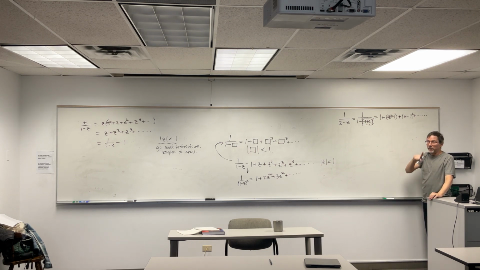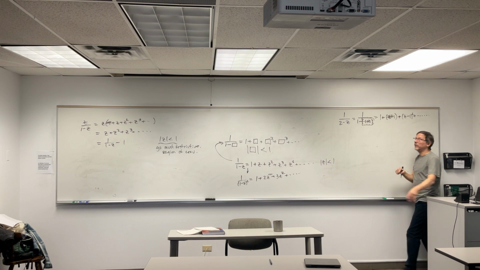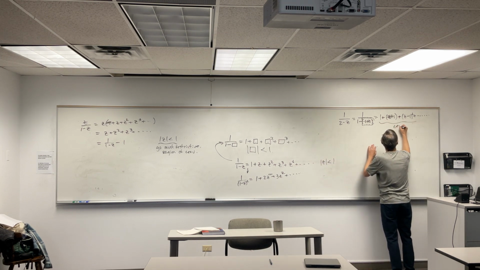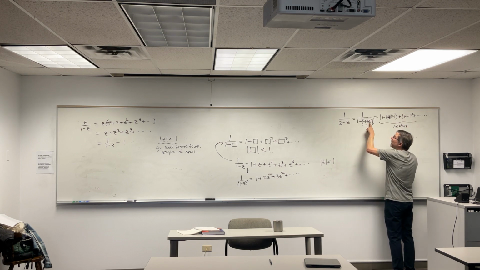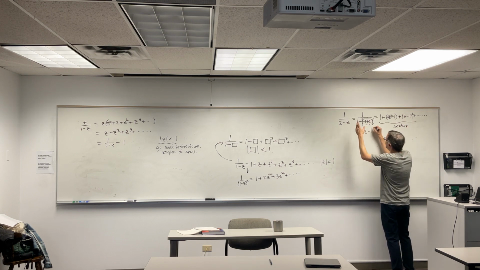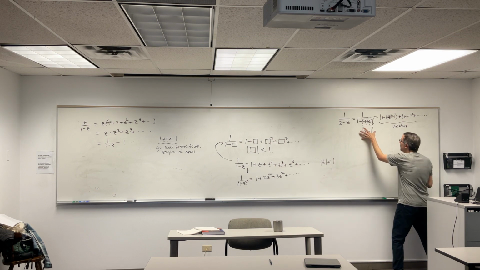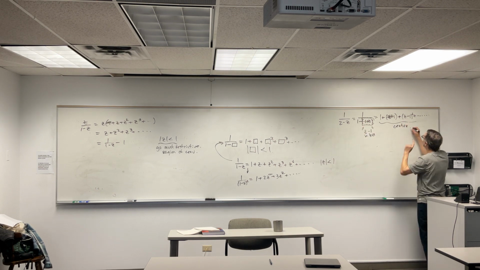So what Labina did was she rewrote this as a series centered at 1, by creating something in the box that was a z minus 1 in the box. By just simply manipulating it, Labina turned this into a series centered at 1.